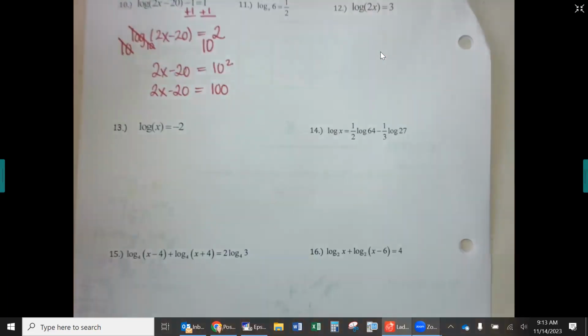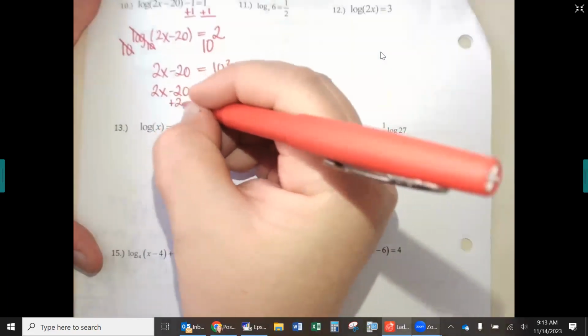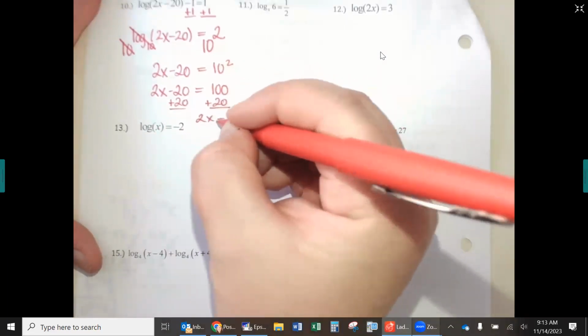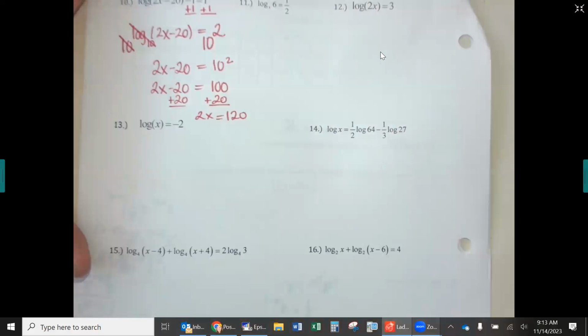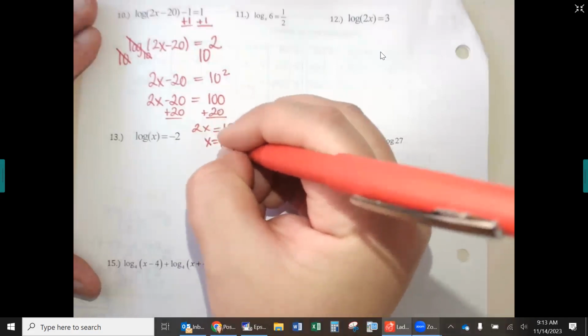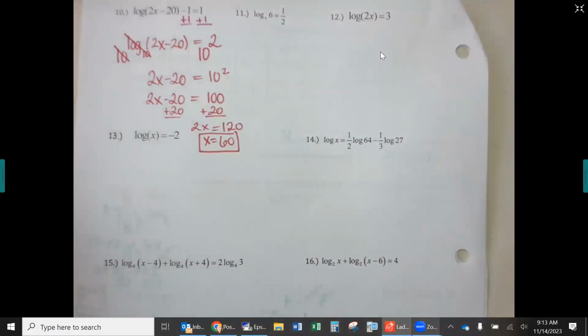And then from there, what's our next step? Add the, yep. So 100 plus 20 is going to be 120. And then divide by 2 on both sides. Final answer would be what? 60. Very good. Okay, next one. We'll do maybe 2 more off this page.